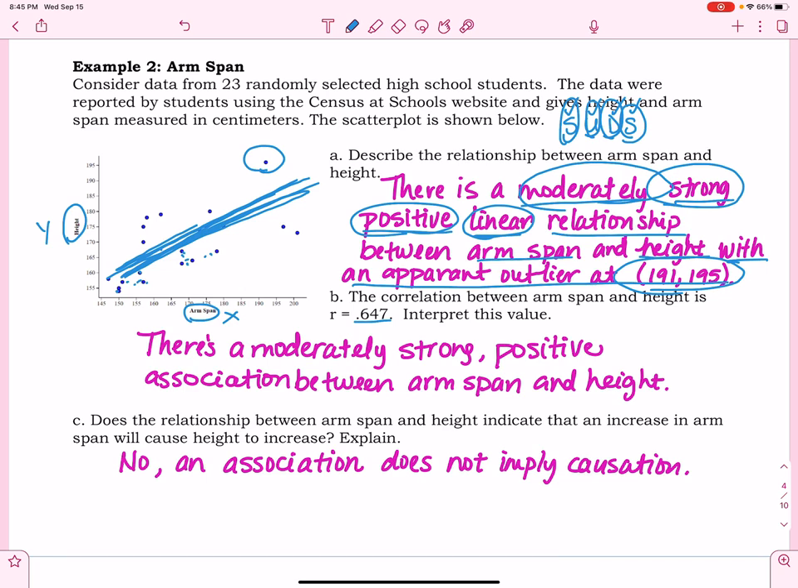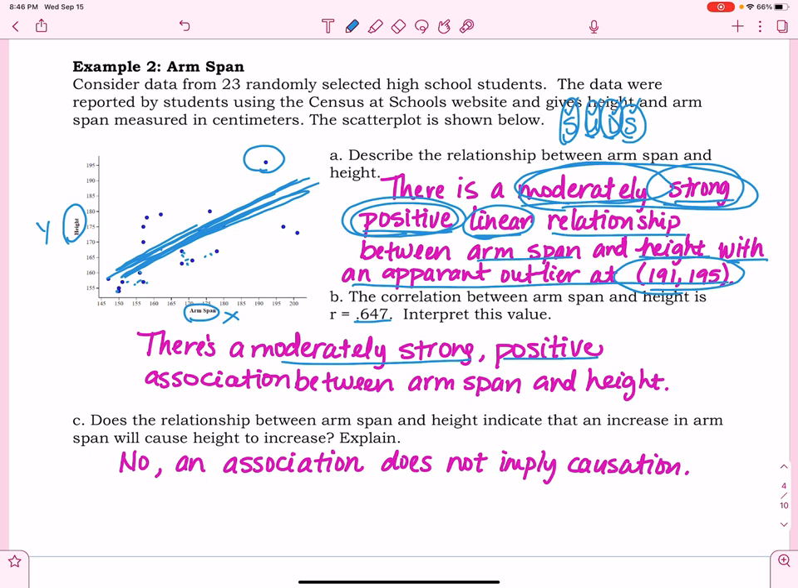When we interpret our correlation, remember that correlation only addresses direction and it only addresses strength. Since I've got a 0.647 here, I'm going to say there's a moderately strong, and then there's my direction, it's positive. So there's a moderately strong positive association between arm span and height. If you'll notice, this is a lot like what I said up here. I'm just not addressing the shape, because correlation doesn't address the shape, nor does it address unusual features.